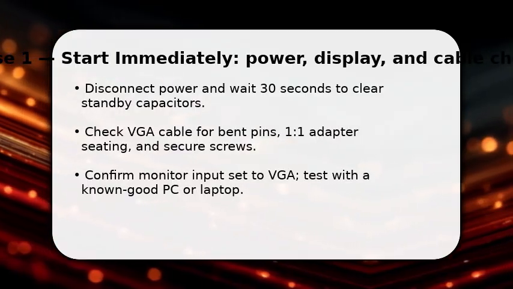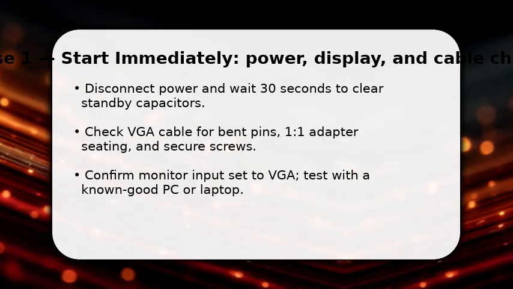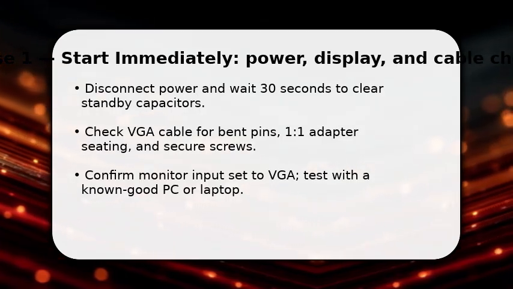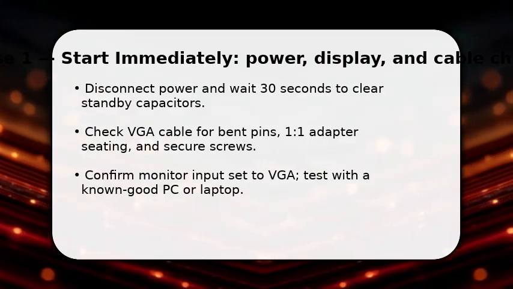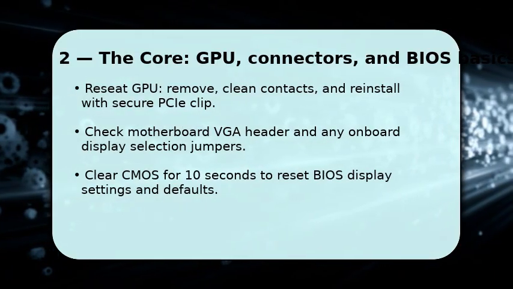Make sure the monitor is on the correct input. A wrong input looks like a VGA failure. If a second device shows a picture, you've isolated the fault to the PC side. Next, handle the graphics path methodically.